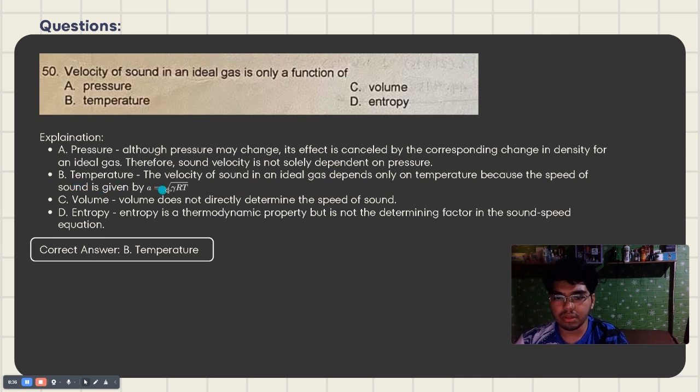B. Temperature. The velocity of sound in an ideal gas depends on only temperature because the speed of sound is given by a equals the square root of gamma times R times T. C. Volume. Volume does not directly determine the speed of sound. D. Entropy. Entropy is a thermodynamic property but is not a determining factor in the sound speed equation. So for this problem, the correct answer is letter B, temperature. Next.